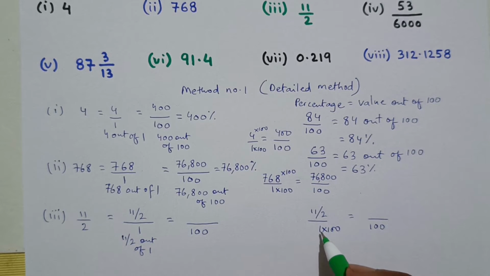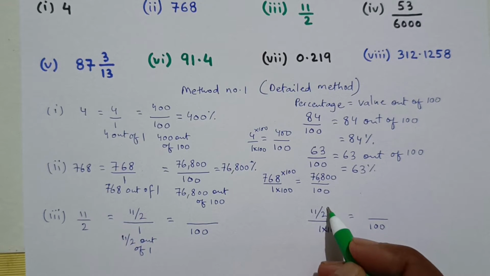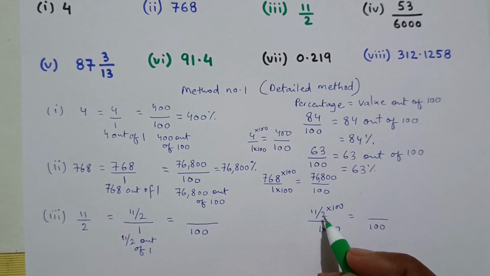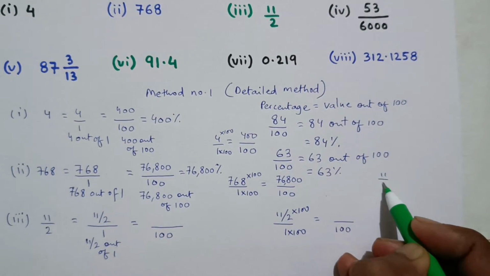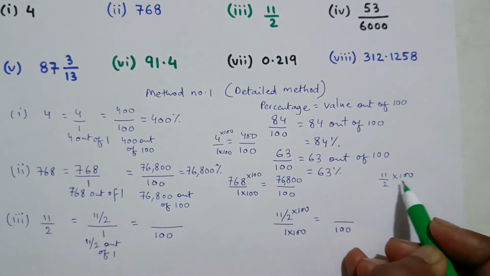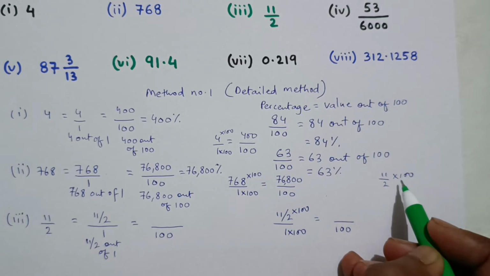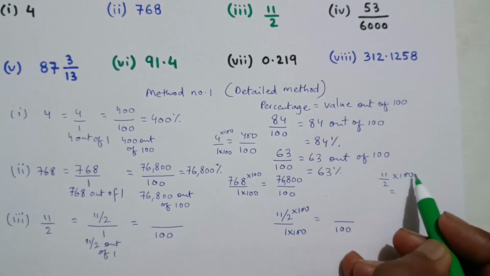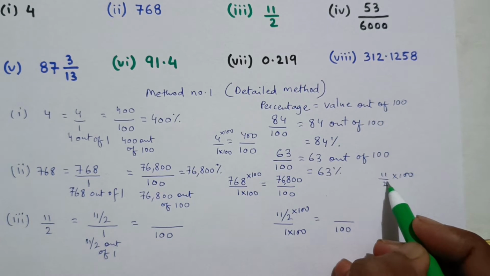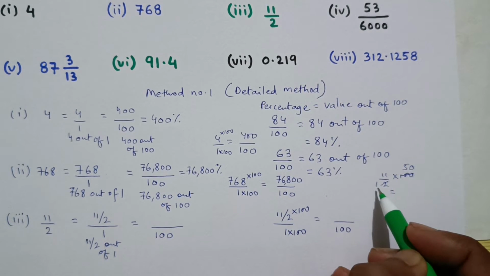So since I am multiplying the denominator 1 by 100, I will have to multiply the numerator 11 by 2 also by 100. So 11 by 2 into 100. What is 11 by 2 into 100? This is multiplication of fractions, so use your knowledge of multiplication of fractions to simplify this. 2 ones are 2, 2 50s are 100. So 11 into 50 upon 1.